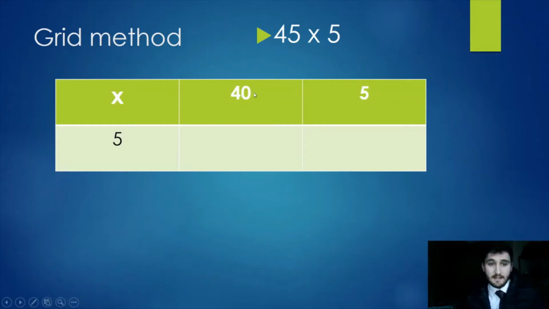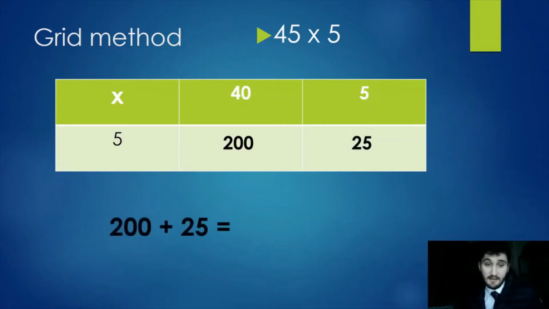Right. So again, I've partitioned my 40. It's my 5. 5 multiplied by 40. Well, I know that 5 multiplied by 4, so 5 lots of 4, or 5, 10, 15, 20. 20 multiplied by 10, I know that must be 200. And my next one, 5 multiplied by 5. So 5 lots of 5. I know from my TT Rockstars, 25.